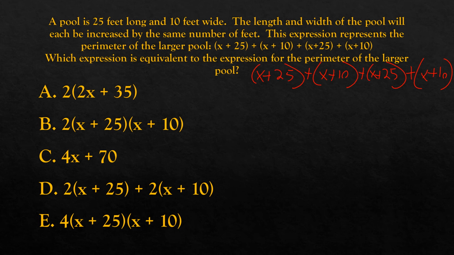Okay, so the first thing I'm tempted to do is combine all these like terms, right? So the normal numbers and the variables. So how many x's do I have? Yep, 4 x's. Plus 25 plus 10 plus 25 plus another 10 gives us 70. So let's see. So far, I like C.